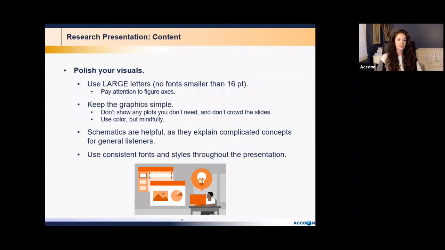It's also important to keep your graphics simple. So don't show any plots you don't need, and don't crowd the slides. So again, the example I used previously, if you have a multi-panel figure, but you only need to explain one of those panels to get your point across in your scientific talk, only have that one panel shown as part of your slide. There's no need to show the other 3.